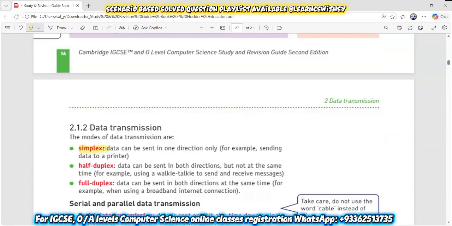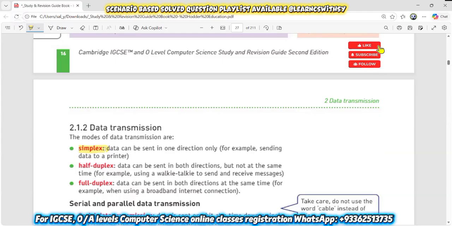Okay, and along with that, there are a few other examples, like talking about the radio or the television or the loudspeaker. They all are examples of simplex because they are one way. The direction is always from the sender to the receiver. The receiver is not sending any signal back to the sender, and that is why it is considered to be simplex mode of transmission. Half-duplex, data can be sent in both directions, but not at the same time, not simultaneous.